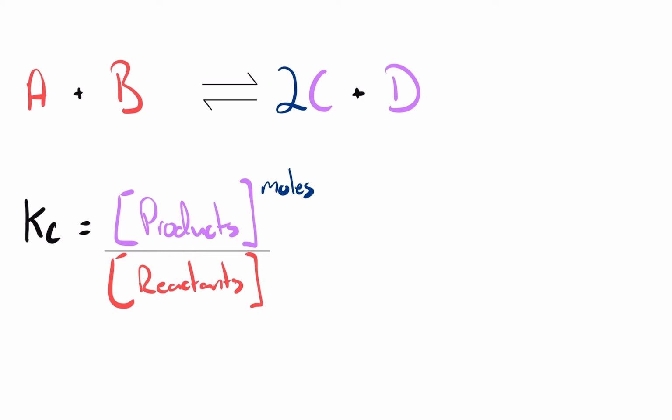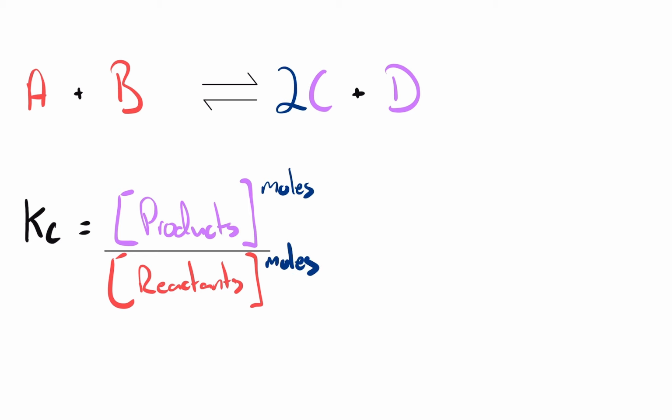So let's call this reaction. So we've got A plus B makes 2C plus D. Now, we use that, and we use reactions and moles, etc., to work out this value for Kc. And the way we do that is we do the concentration of our products multiplied by any moles divided by the concentration of reactants, again multiplied by any moles.